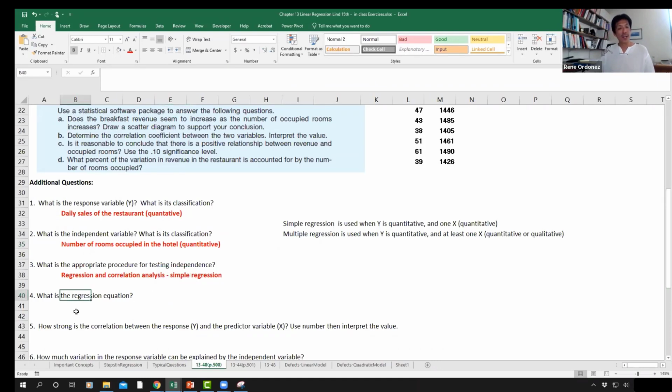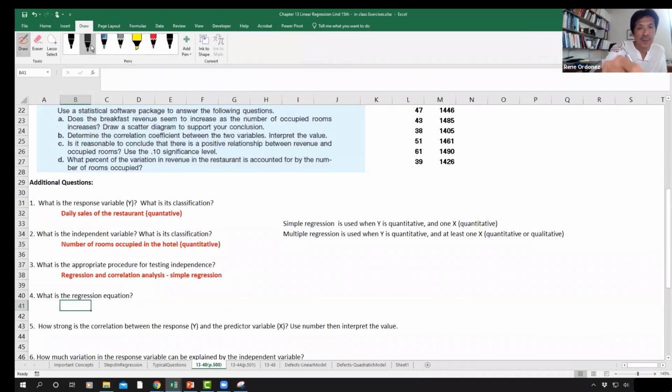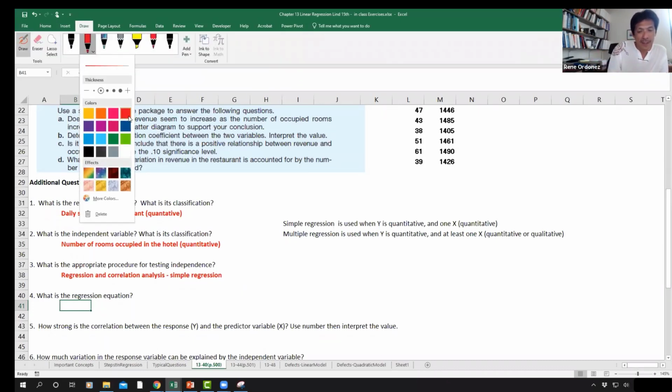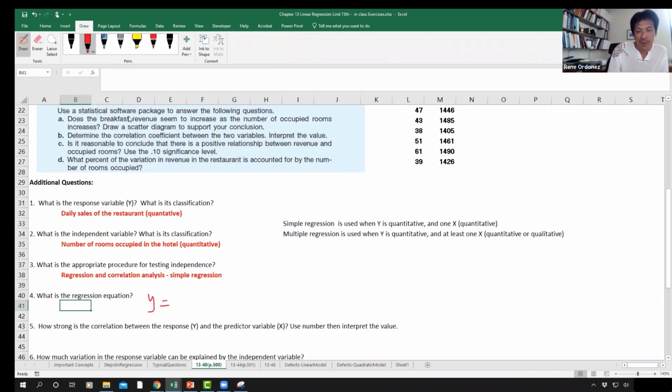And then 4, what is the regression equation? Meaning this one really is asking us to compute the values for the coefficients, asking us to compute the value of A and compute the value of B given a particular data set. Okay? So let's do that for number 4 now.